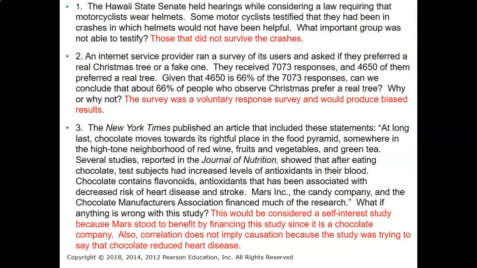So on the next one, it was talking about Christmas trees. This one was a voluntary response survey and would definitely produce a biased result because of that. And then the last one, this one was a self-interest study because Mars was funding the study, and it was a study about chocolate and the benefits of chocolate. The fact that Mars was benefiting from that could potentially create a bias. Also, correlation does not imply causation because the study was trying to say that the chocolate reduced heart disease when in fact there really was just a correlation and not a cause-effect relationship established there.